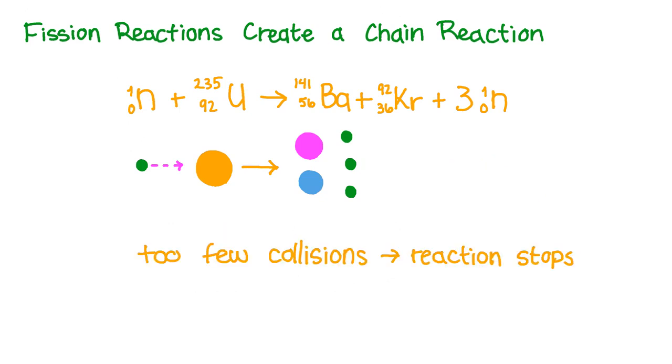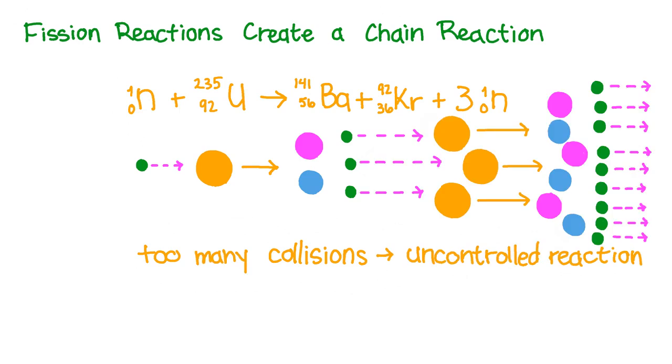If there aren't enough collisions occurring between the neutrons and uranium, the reaction will stop and we won't be able to produce energy. But if we have too many collisions, we run the risk of the reaction becoming uncontrolled. In the context of a nuclear power plant, an uncontrolled reaction is very bad. It can lead to the meltdown of the reactor core. But an uncontrolled reaction might be what we were going for if we wanted to build a bomb.